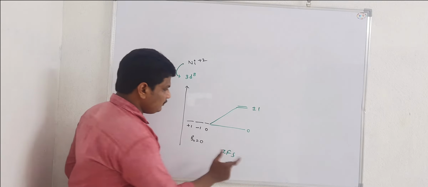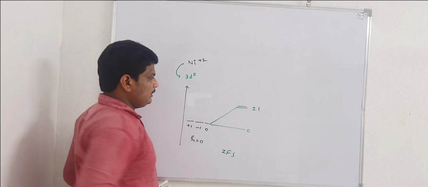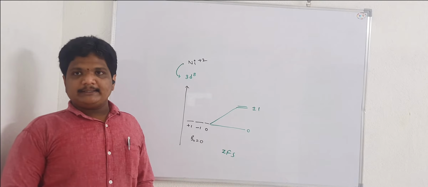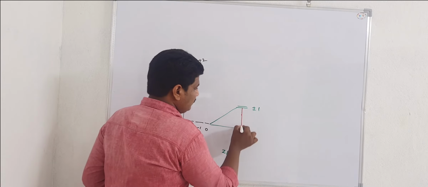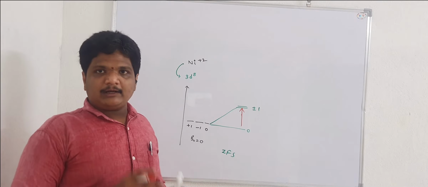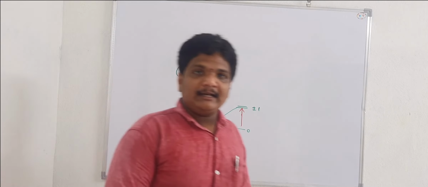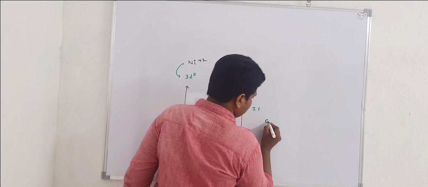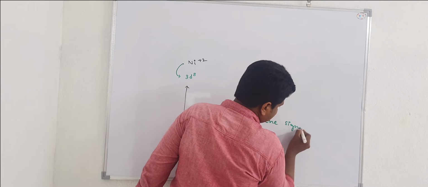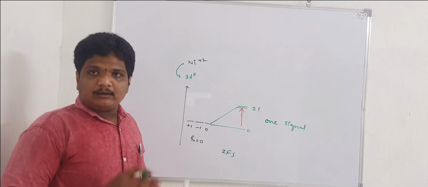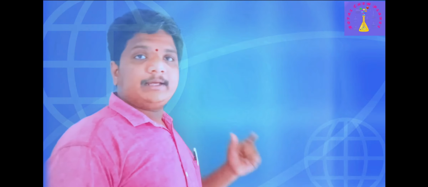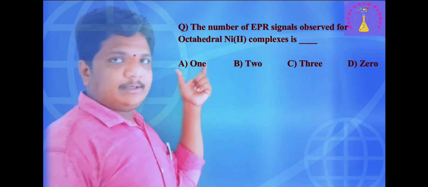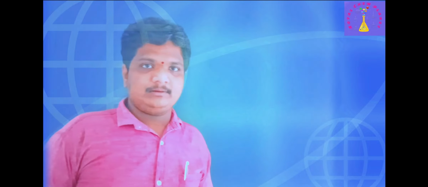Due to this zero field splitting, we can observe this doubly degenerate energy level, that is plus or minus 1. So in this zero field splitting, we can observe only one possible transition. So we can observe only one ESR signal in the case of zero field splitting. So here we can observe one signal for octahedral Ni+2 complex. So here the correct answer is 1, and the correct option is A. So A is the correct option for this question.